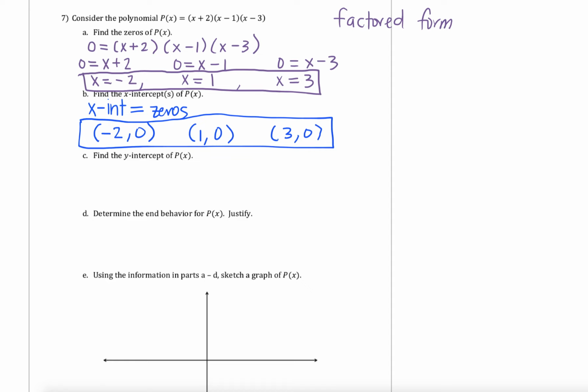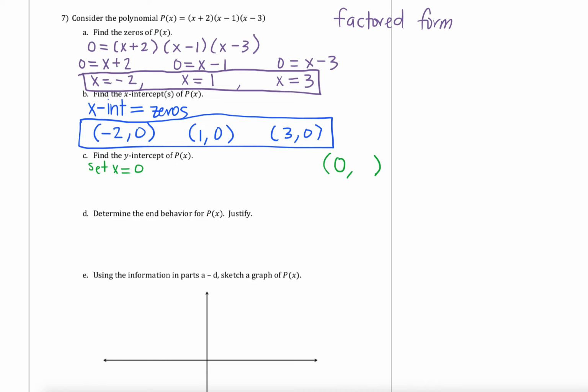Now in part C, we need to find the y-intercept of our polynomial. Well, why don't you guys think all the way back to Unit 1. How did we find y-intercepts for any function? Well, to find a y-intercept, we're always setting x equal to 0. The reason being is in a y-intercept, I always have 0, some number that I'm trying to find.